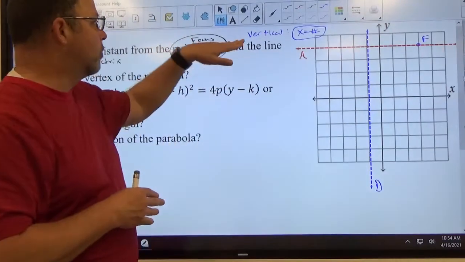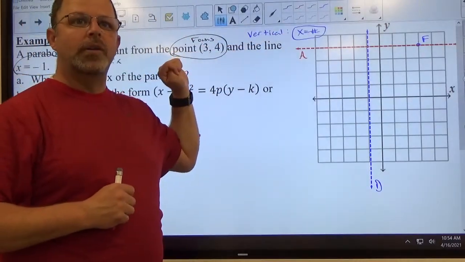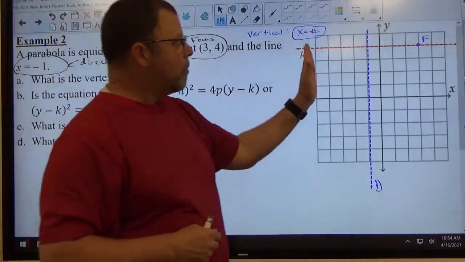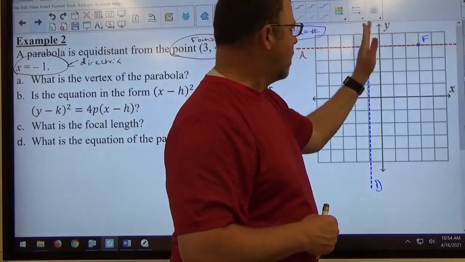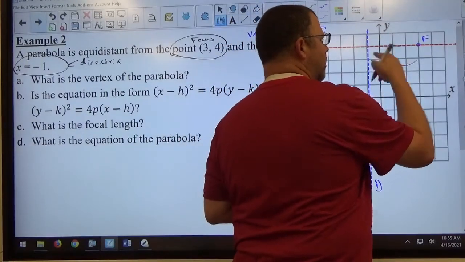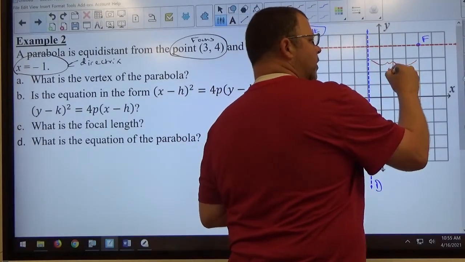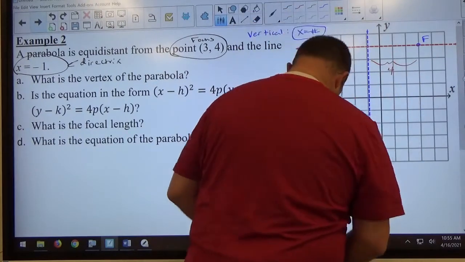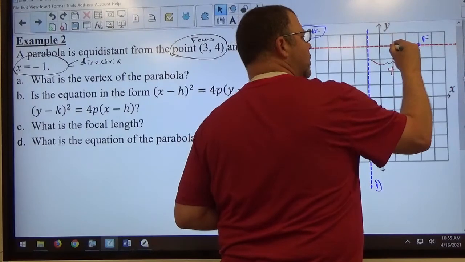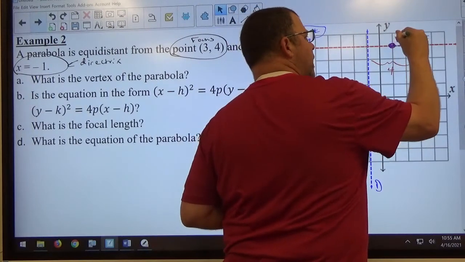So you expect your directrix to be an x equals or y equals equation every time. All right. So the vertex is halfway between the focus and the directrix along the axis of symmetry. So I can see the distance from here to here is 4, so half of that's 2. So my vertex is going to be 2 away from the focus, 2 away from the directrix, so my vertex is going to be right here.